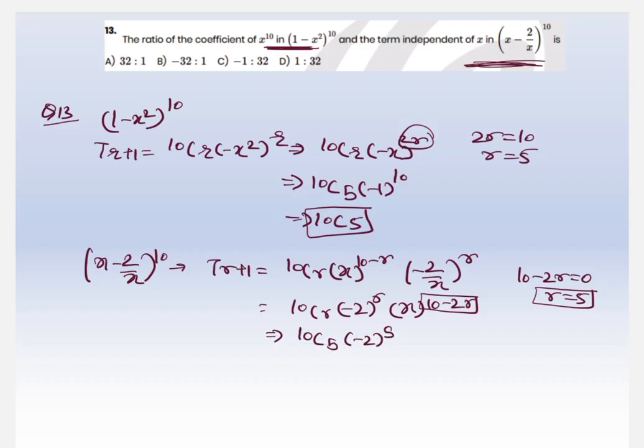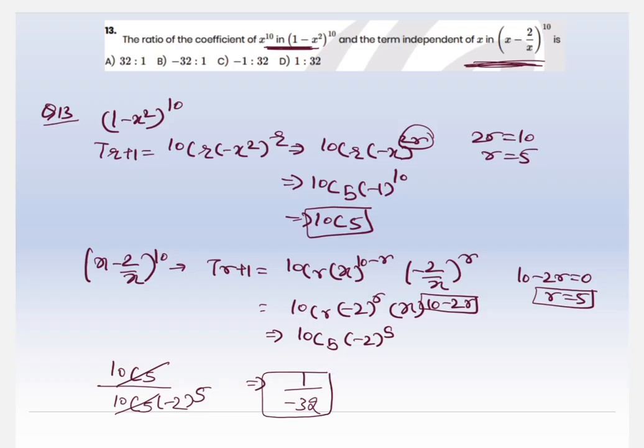What we want to find is ratio. So ratio is 10C5 divided by 10C5 into (minus 2) power 5. 10C5 cancel. Ratio is 1 by minus 32. So option C is correct, right?